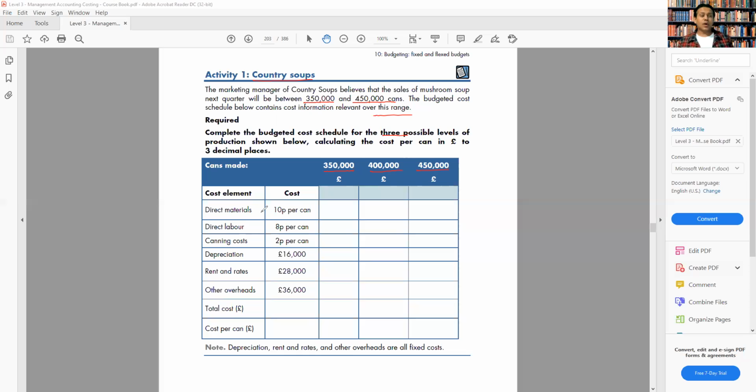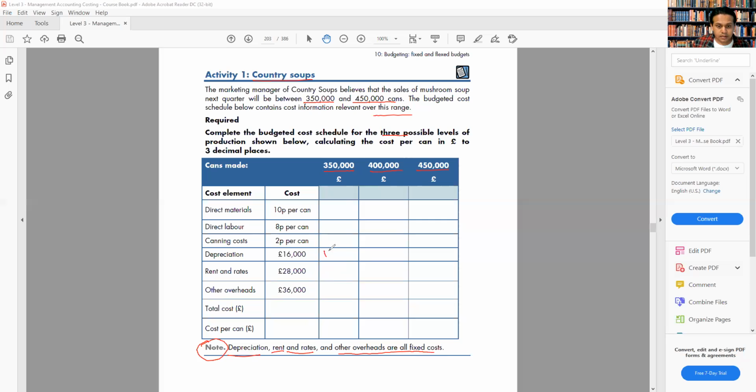We already know the difference between the variable cost and the fixed cost. On the note at the bottom of the question, they said depreciation, rent and rates, and other overhead are fixed cost. So these three are fixed. These three will not change even though my activity changes, they will remain fixed. So let's do these three first.